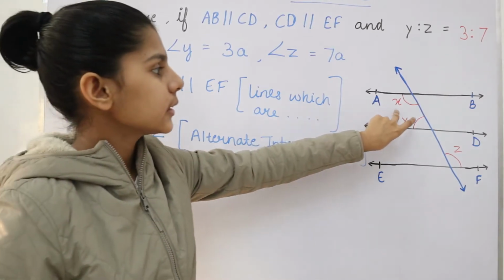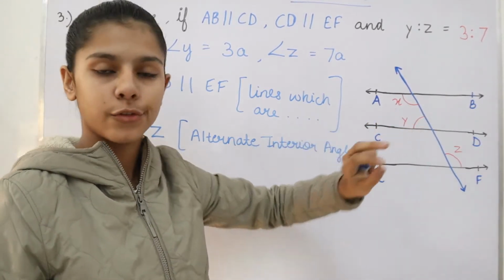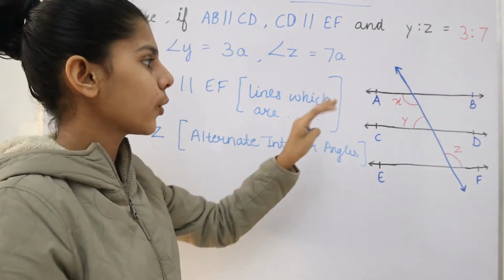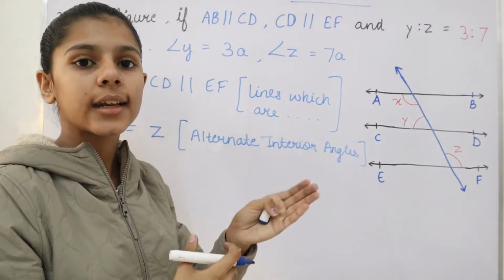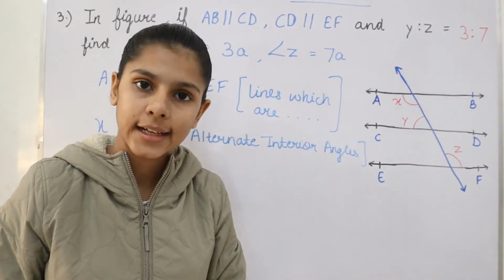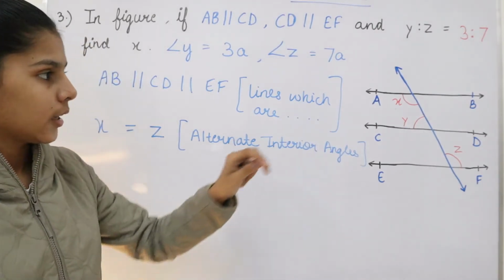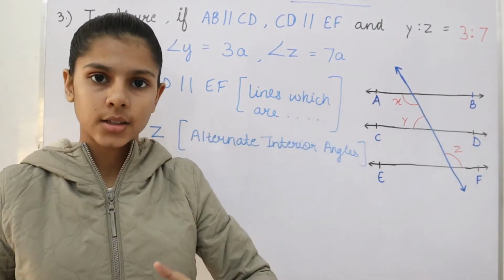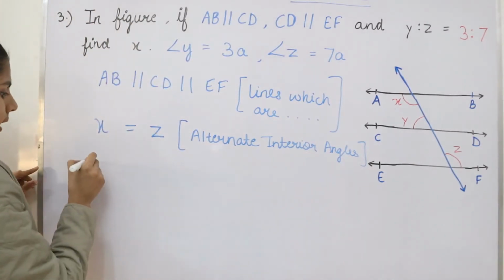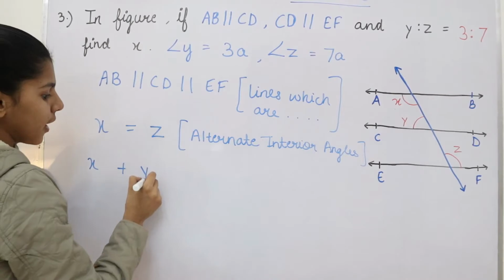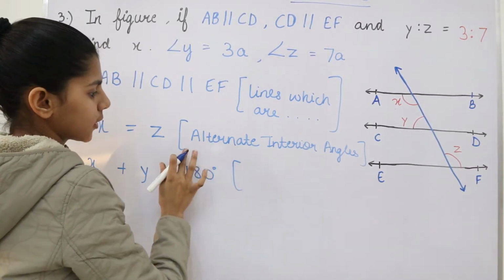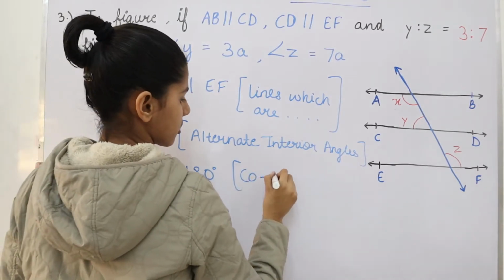Now you can see also that angle X and angle Y are co-interior angles. Co-interior angles are located on the same side, and we know that the sum of co-interior angles is always 180 degrees. If there are two co-interior angles, their sum will always be 180 degrees. So we can write angle X plus angle Y will be equal to 180 degrees. Why? In the bracket we will write the property: they are co-interior angles.